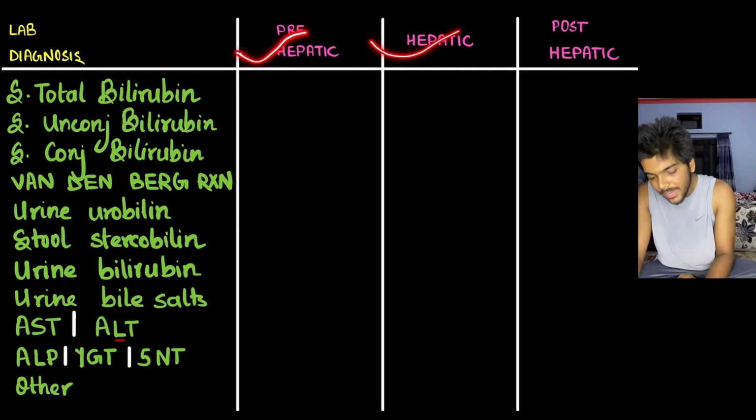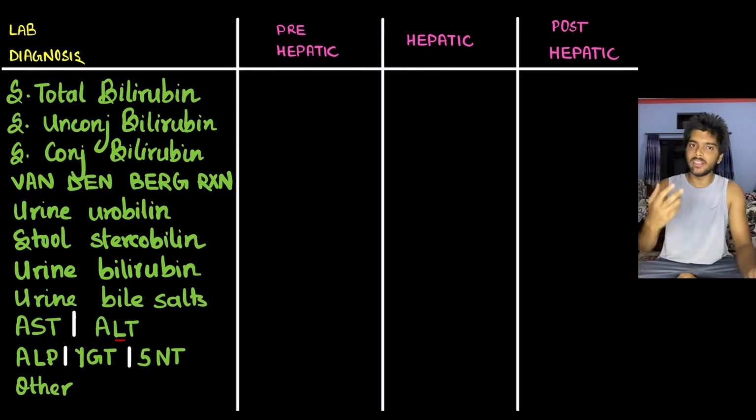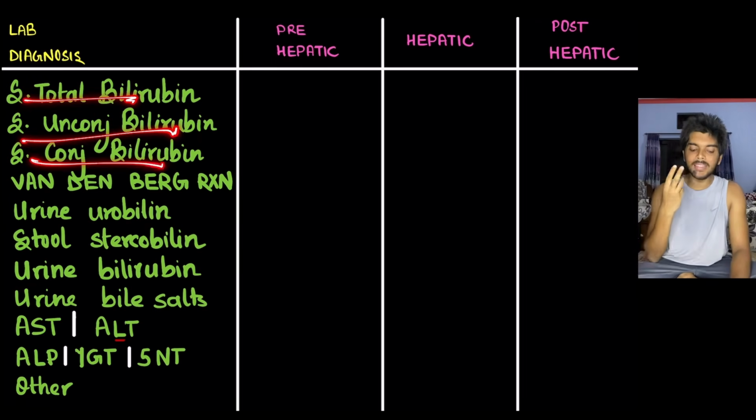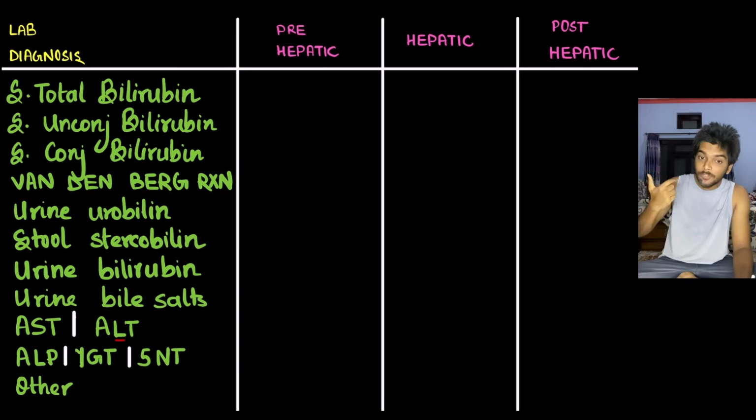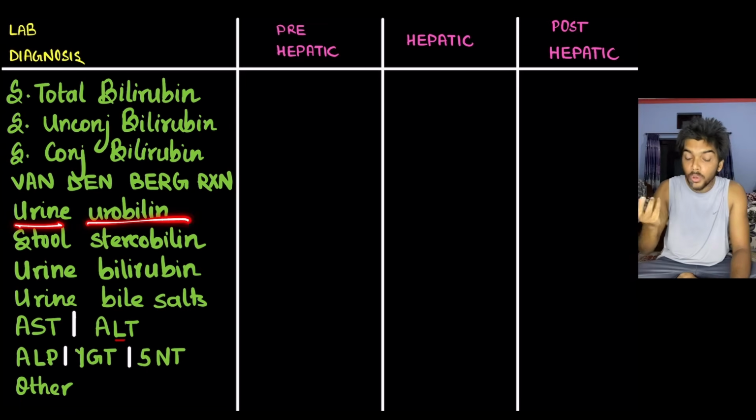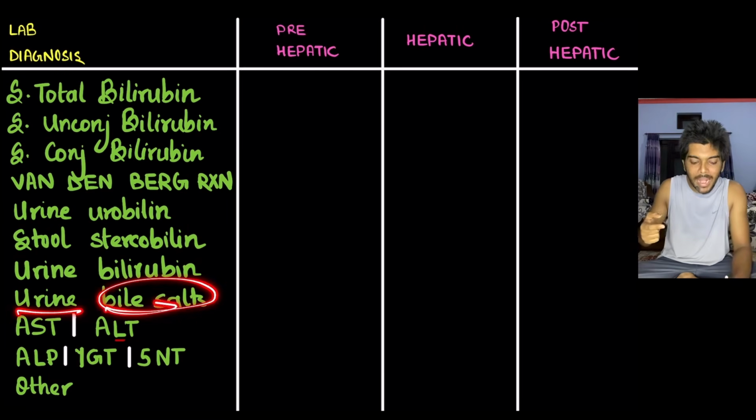So there's pre-hepatic, hepatic, and post-hepatic jaundice. Again, the same thing. First, total bilirubin, then unconjugated bilirubin, then conjugated bilirubin, then Vandenberg reaction. Then we are going to shift to urine and stool. Urobilinogen in urine or urine urobilin, stercobilinogen in stool or stool stercobilin, and then presence of bilirubin in urine, which is urine bilirubin. Then the presence of bile salt in urine or urine bile salt.